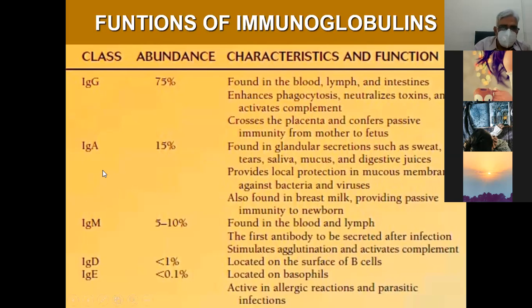But this IgA, remember, three-four things about IgE: one thing to remember, IgE is released by basophils and it is increased in allergic reactions and in parasites. IgM, immunoglobulin M, is the first immunoglobulin which appears, and its function is that it stimulates the agglutination process and activates complement. The second immunoglobulin which appears to deal with the infection is IgG, and it stays there.